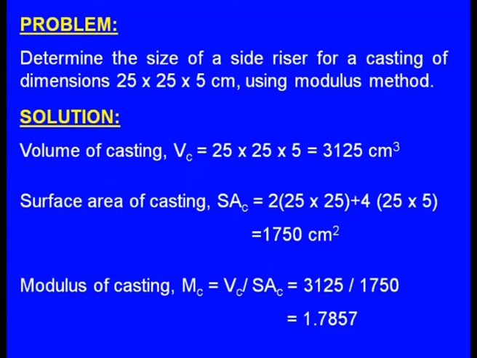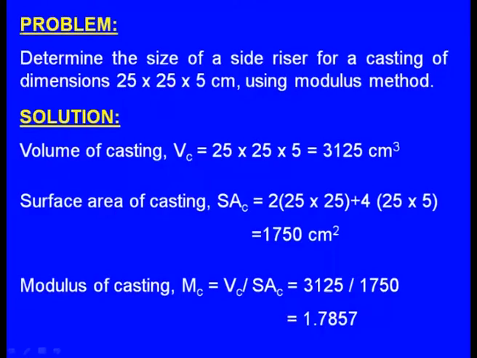This is the solution. Now, in the modulus method, what we have to do? The rule says that the modulus of the riser, MR, is equal to 1.2 times the modulus of the casting. So, we have to initially find out the modulus of the casting, then the modulus of the riser. Based on the modulus of the riser, we have to find out its diameter. So, that is the procedure. First we are going to find out the modulus of the casting.